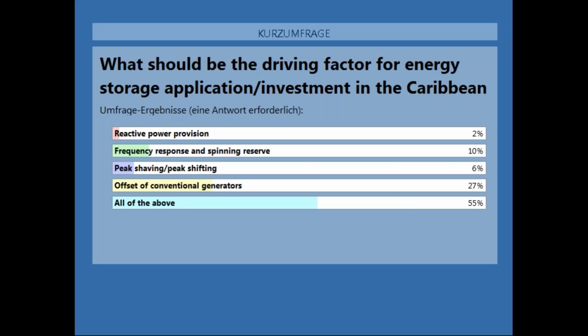As we can see from the responses, most of you thought all of the above were good drivers. 27% of you said offset of conventional generators. 10% said frequency response and spinning reserve. 6% said peak shaving, energy shifting. And only 2% said reactive power production. Panelists, what are your thoughts on this result?